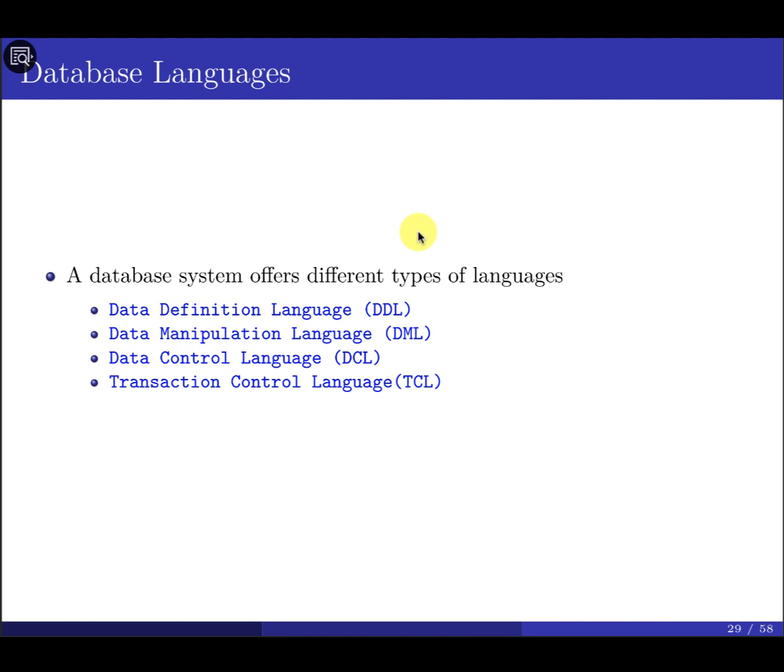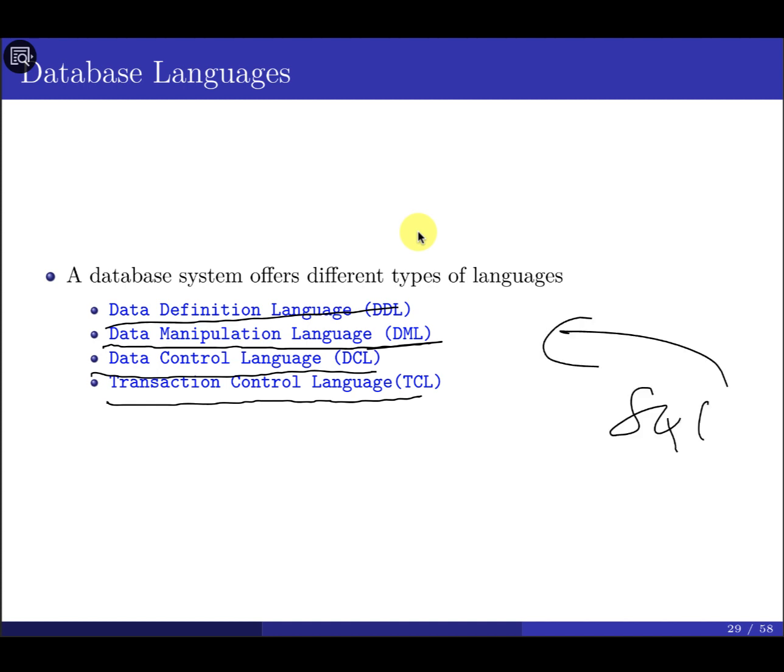So I'm going to talk about the database language in general. We have many different types of languages; we summarize them into 4. Some textbooks have 5. First I'm going to talk about the data definition language. Then after that, the data manipulation language, data control language, and transaction control language. Don't worry, you can use SQL to perform all these jobs.